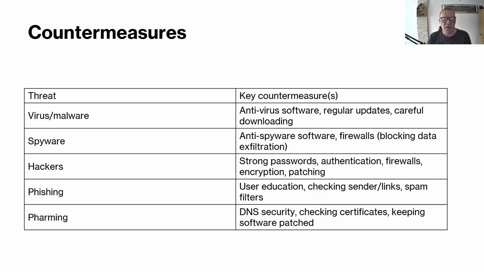For phishing, you need to do user education, check the sender of emails carefully, check on the links that you might be asked to go to. You can also use spam filters to prevent some of the emails from getting through to users in the first place. And then pharming, you can use DNS security measures. You need to be checking website certificates carefully. Keeping software patched helps again.